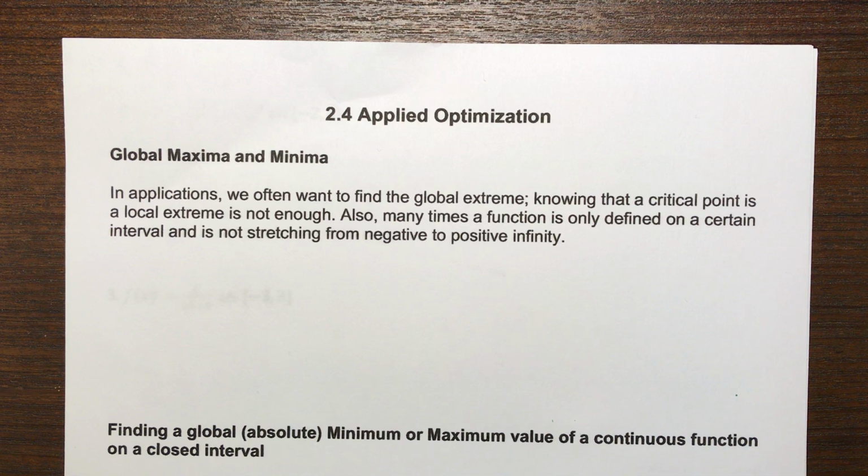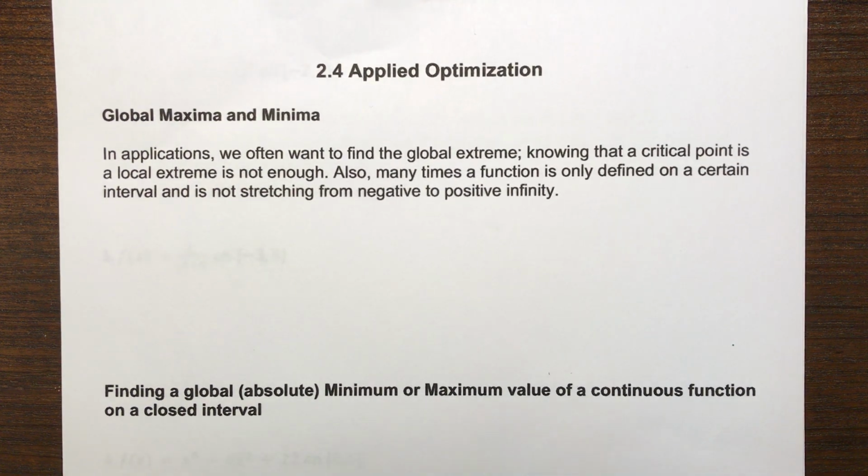Right, class, let's continue our chapter 2 with applied optimization. What does that mean? So we're going to put these minimum and maximum values we're finding to good use in application. So finally, we'll see some business applications on this, okay, not just graphs.